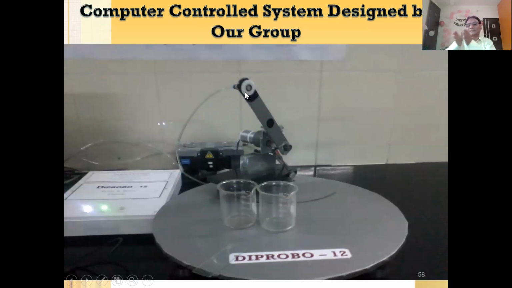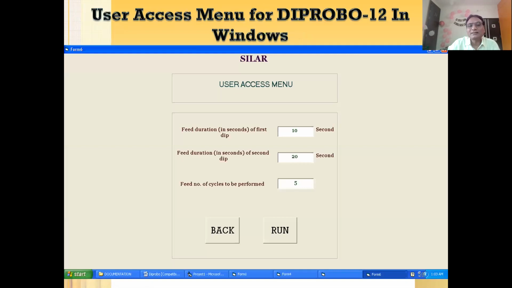As a result, the substrate is going to be held, because the question was how to hold the substrate here, right. So the vacuum will hold it. As a result, the substrate is not going to be dislocated, and then there will be four beakers on this side, okay. Dip, remove, dip, remove, dip, remove, and dip, remove. Four steps. So within no time you will be able to deposit the desired material on the substrate. And this is the program which we developed. You can see the feed duration in seconds, feed duration in seconds for second dip.